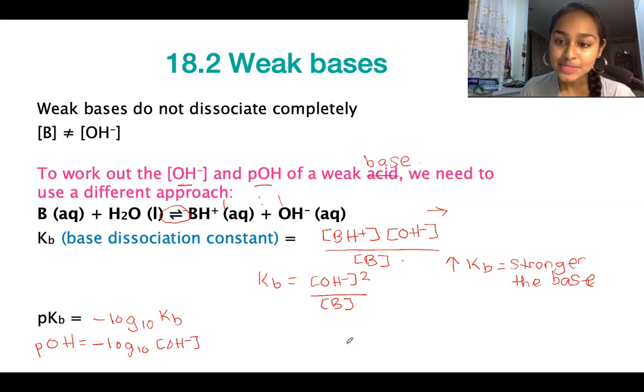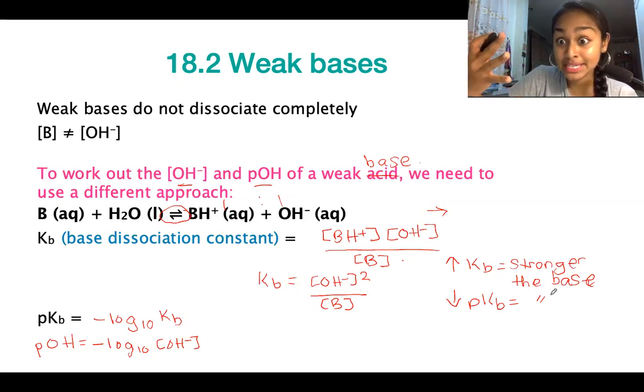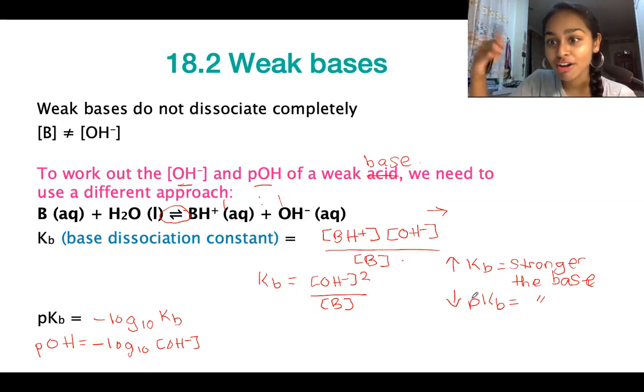Good. Okay. So it's worth mentioning that the higher the KB, the stronger the base. However, the lower the PKB, the stronger the base as well. Because remember, we're talking about an inverse logarithmic scale. So the smaller numbers on the scale are always going to be stronger. So for example, in a pH scale, it's always pH 1 and pH 2 that are the strongest. So it's really similar here. PKBs of 1 and PKBs of 2 are going to be stronger than larger PKB values.